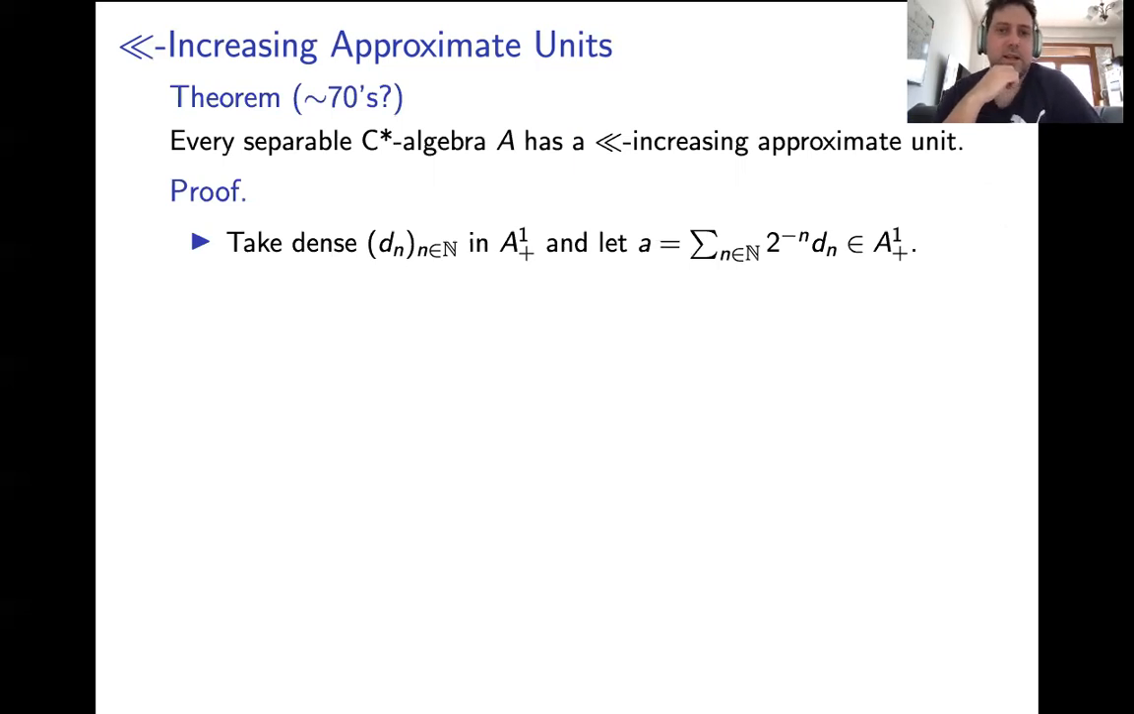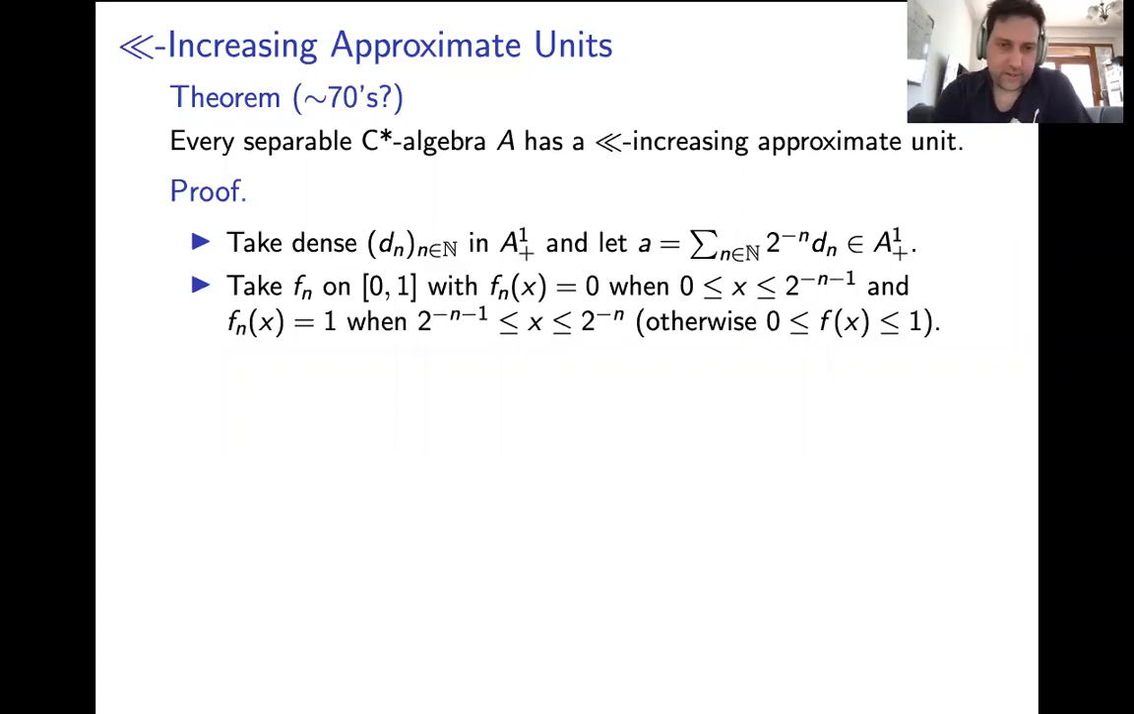So to prove this, just take some dense subset d_n in the open positive unit ball. Now I'm going to obtain some element just by summing all those d_n's together. Of course, I can't just sum them as they are. I have to introduce some scalars here, these 2 to the negative n's, just to ensure that the sum actually converges. We're in a C star algebra, and one of the key properties is that it's complete. It's a Banach space, so this sum converges. There is indeed a limit, A.